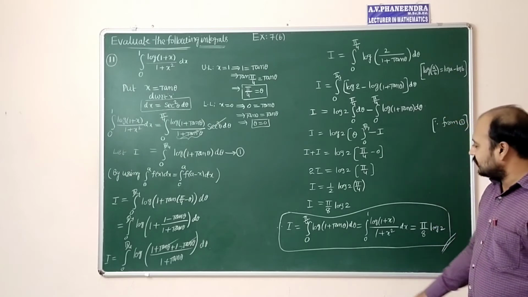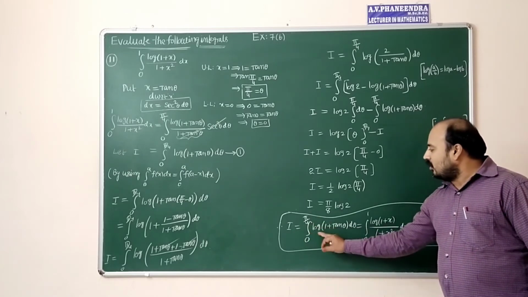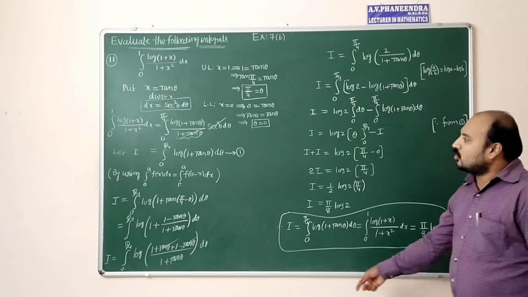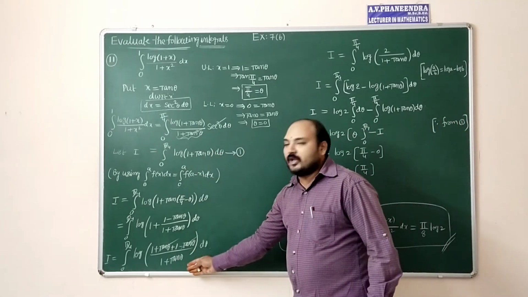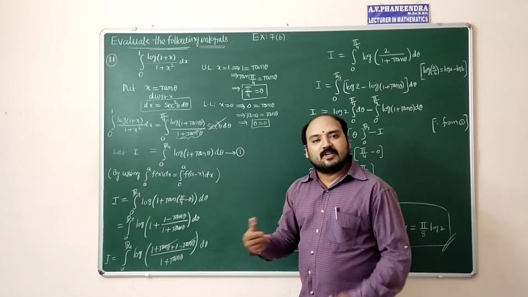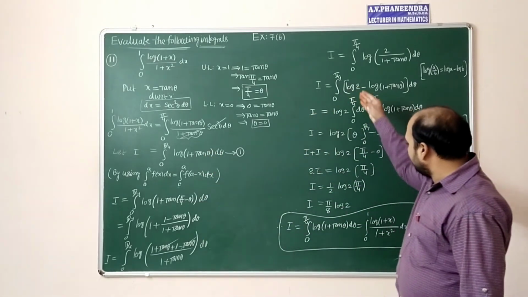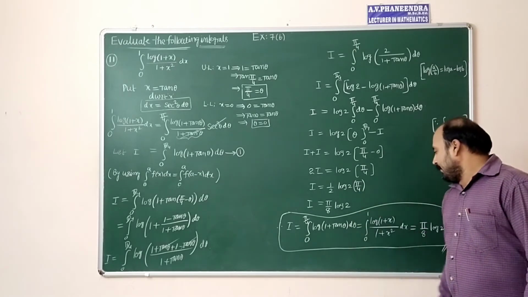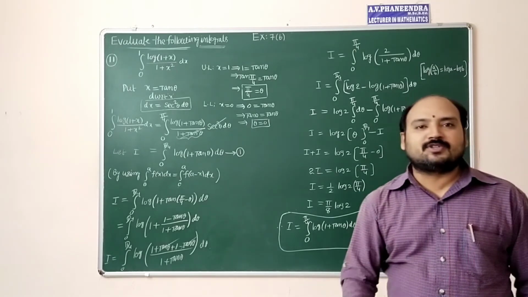Sometimes in examination, they will ask it like this also: integral 0 to pi by 4 log of 1 plus tan x dx, evaluate. So from there you can continue. Wherever theta is there, you can replace with x and do the same method. Till here you will get the same answer, pi by 8 into log 2. We will move to the next question.